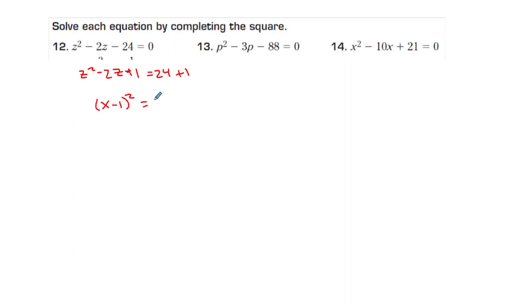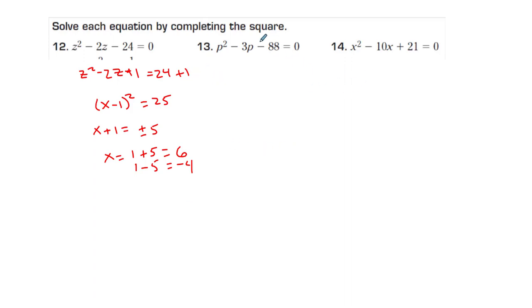And on the other side, we have 25. Take the square root of both sides. X plus 1 is equal to the square root of 25, which is plus and minus 5. X is going to be 1 plus 5 and 1 minus 5. So we get 6 and we get negative 4 for the roots for that one. So that's the completing the square method.